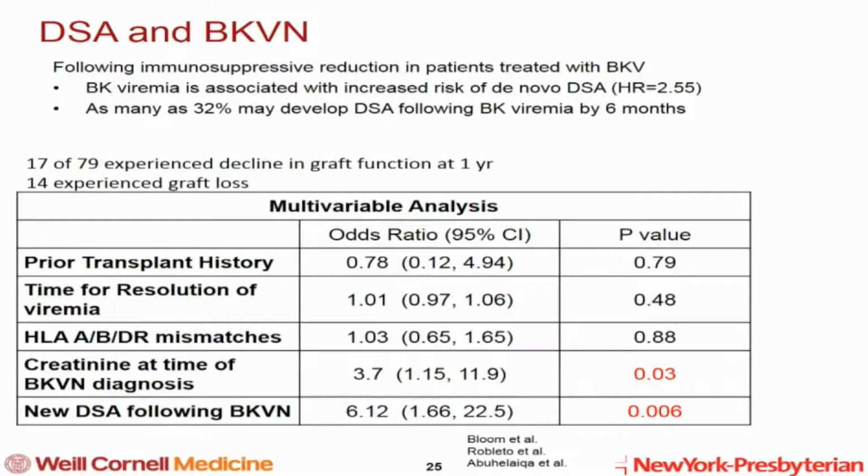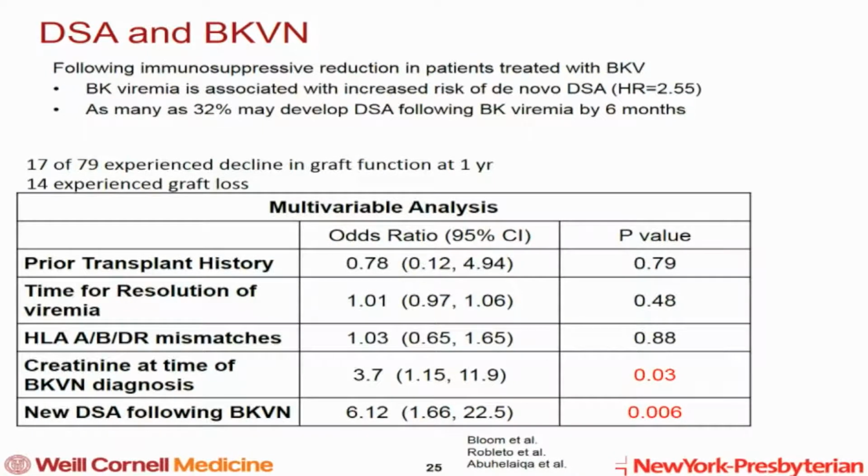Another prognostic indicator following BKV replication or infection or reactivation is development of donor-specific antibodies. So there's new literature, I think recent, that demonstrates that the BK viremia is associated with increased risk of de novo DSA, hazard ratio of 2.55. As many as 32% may develop DSA following BK viremia by 6 months.